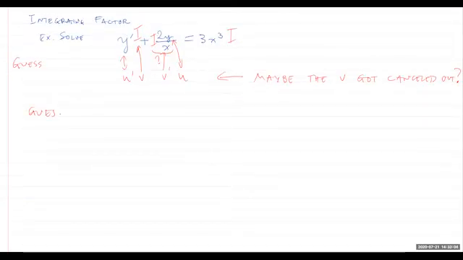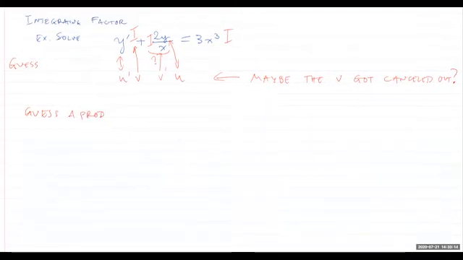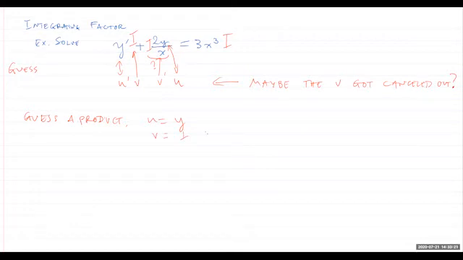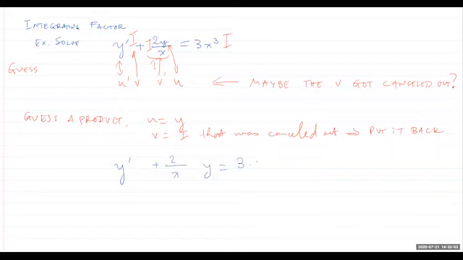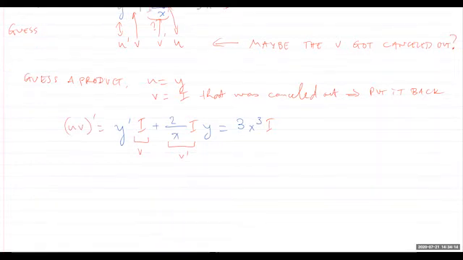So my guess is that this is a product of u times v, where u is equal to y and v is equal to some factor I that was cancelled out. Okay, so we're going to put it back in. Y prime I plus 2 over x times I y is equal to 3x cubed I. And v is I. V prime is 2 over x times I, and that's how it fits the product rule formula. And the whole thing is my u v prime. Well, I have my v prime, which is something times I, and I have my v, which is equal to I. So if I divide side by side, I get v prime over v is equal to, and the I's cancel, I have 2 over x.